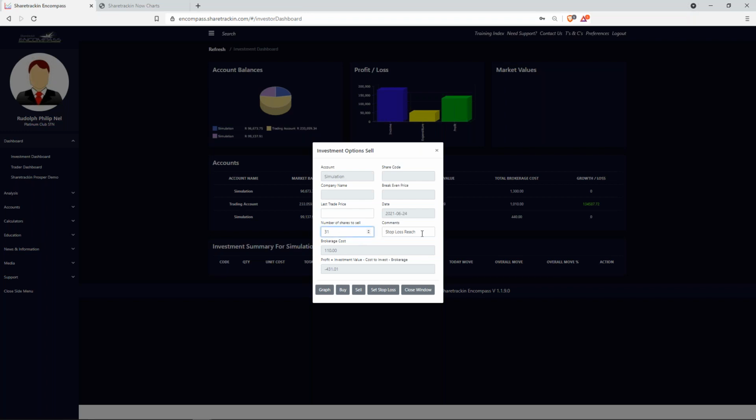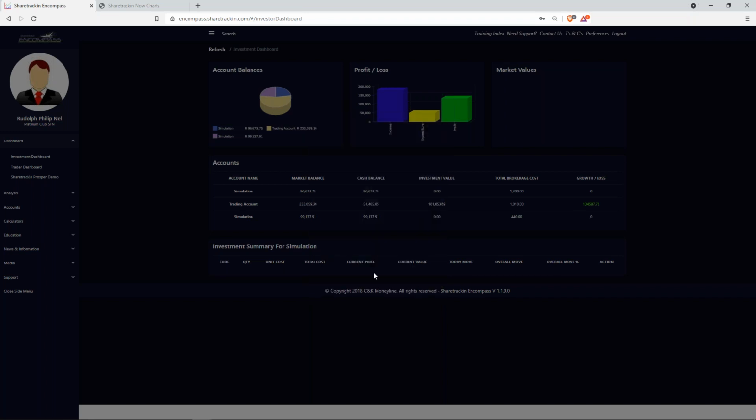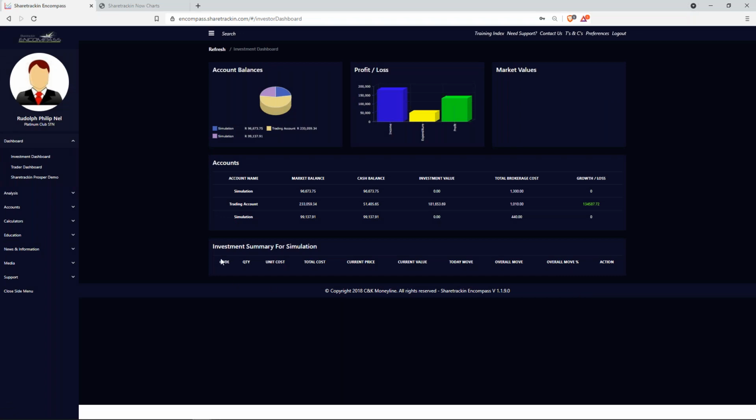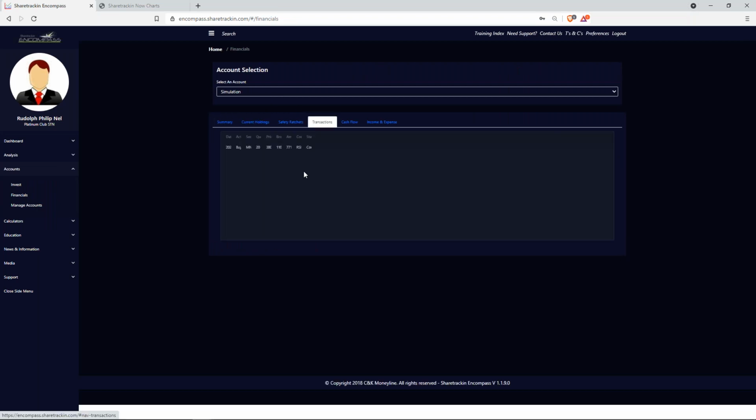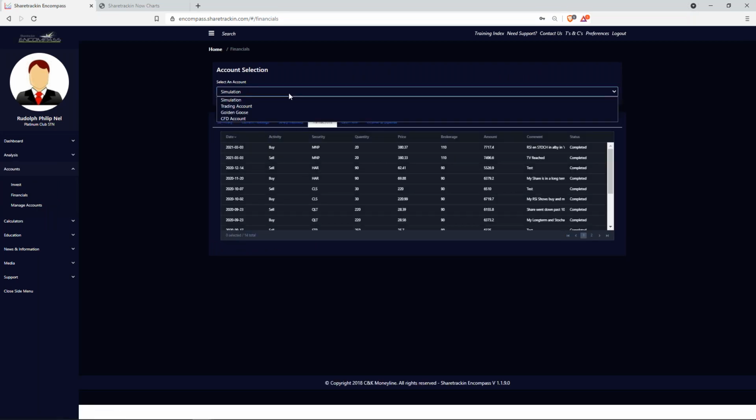Once you've entered your amount plus the comment, then only you can click on sell, and then we'll take the share away. So the share isn't there anymore. Now, where did it go? That would be underneath your accounts and then your financials. So if I go to my simulation, go to my transactions, then I'll see, okay, not that one, it'll be the other one.